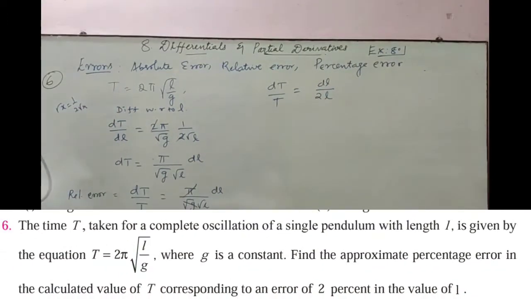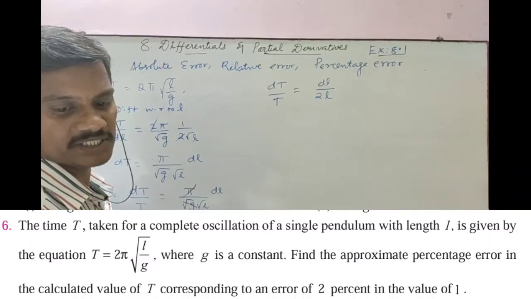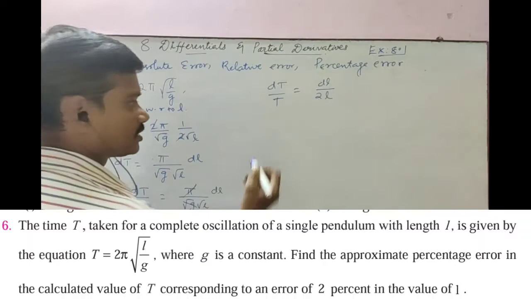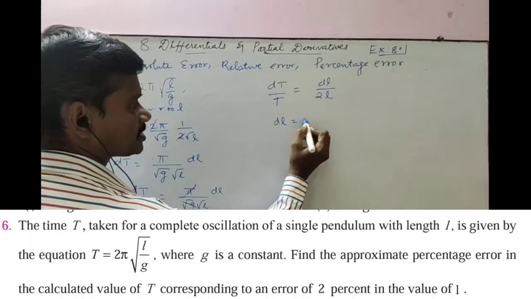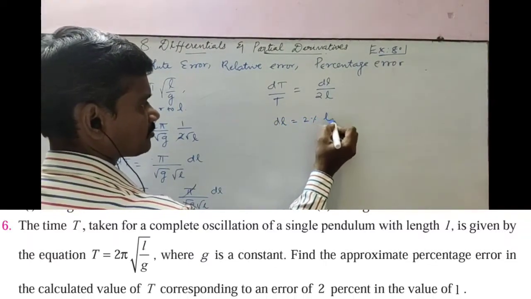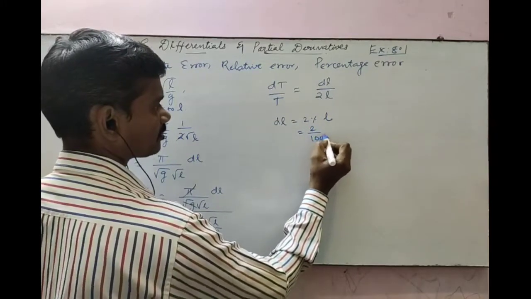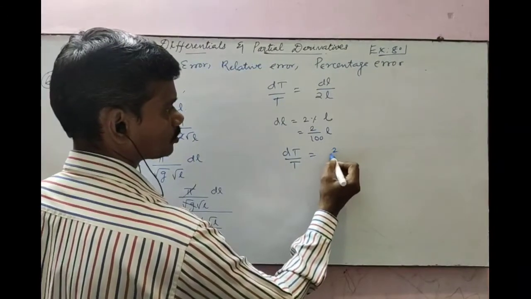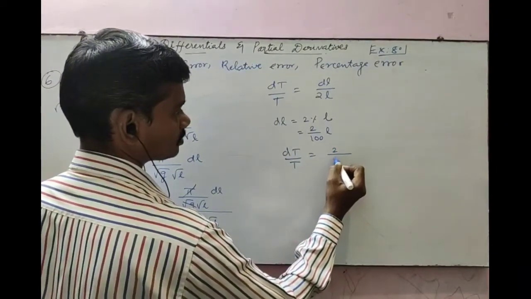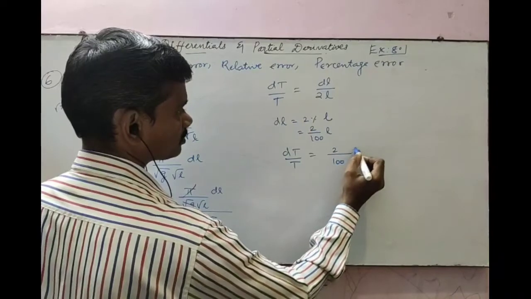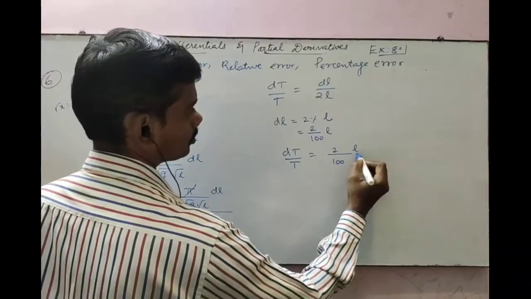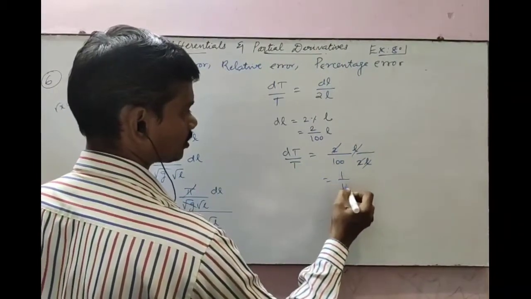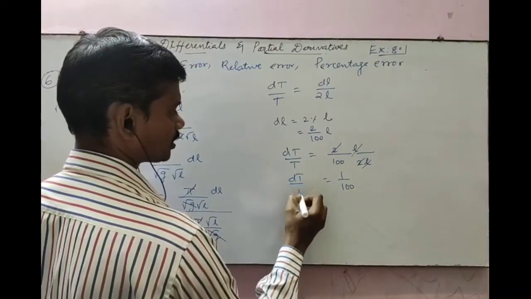Here in your question, there is an error of 2% in the value of L. So that is dL. dL is given as 2% of L, that is 2 by 100 of L. Substitute this value here. dt by t is equal to 2 by 100 into L by 2L. So 2L gets cancelled. We will get 1 by 100. So this is the relative error.